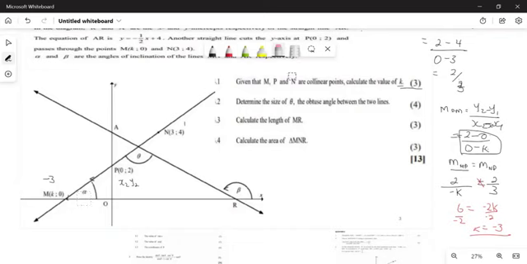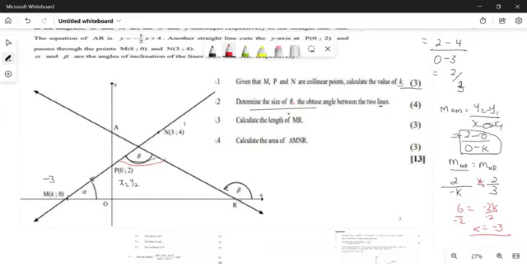Yes. Now, we are going to the next question. The next question says, determine the size of theta, the obtuse angle between the two lines. So we have this angle here. Yes. And then they say it's an obtuse angle between line AR and line NM. Yes. Okay, how do you propose we do that one then?